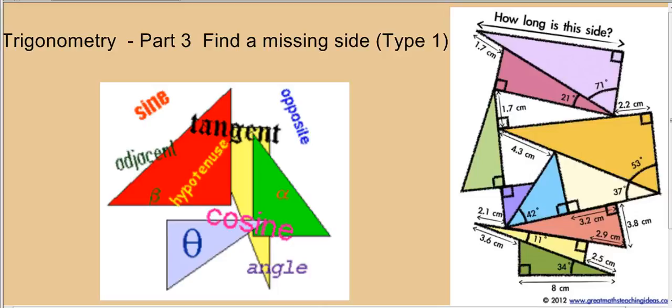This video is part 3 of a 5-part series of videos about basic trigonometry. Part 1 talked about labelling a right angle triangle so that you can do trigonometry on it, and part 2 talked about the 3 different trigonometry rules: sine and cosine and tangent. And did I say part 3? I meant part 2. This one's part 3, and we're going to be finding a missing side using trigonometry.